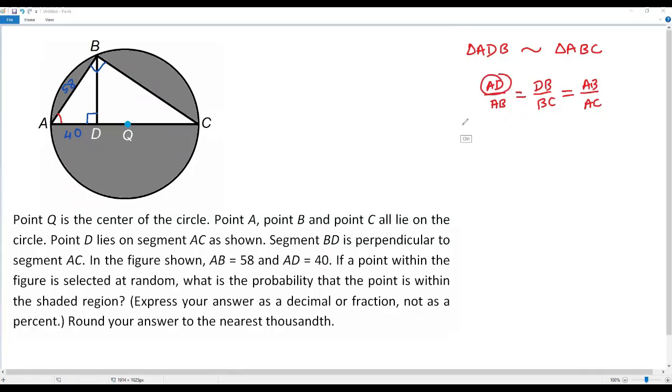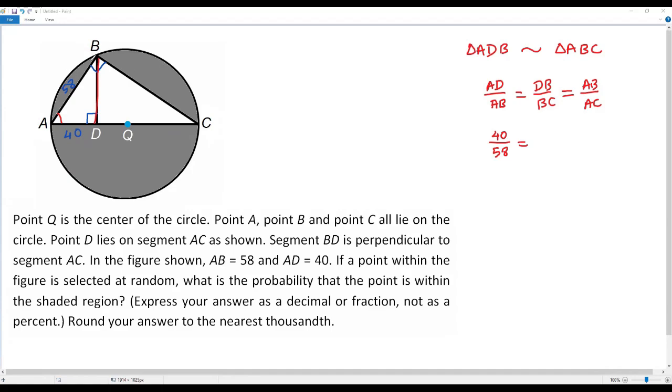For AD, we have the length of 40. Okay, let me plug in 40. And for AB, we have the length of 58. And for DB, I don't have the length, but we can get the length of this line segment DB over here, because it's one of the sides of the smaller right triangle ABD. And we know the lengths of the other two sides. We can use Pythagorean theorem to get the length of this line segment DB.